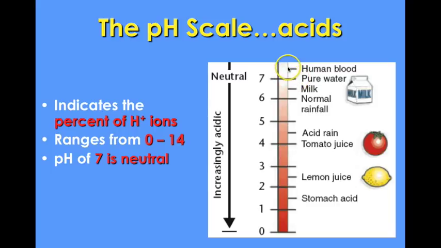Human blood is just above 7. Milk is about a 6.5. Normal rainfall has a pH of 6. If it's acid rain, it has a pH of about 4.5. Tomato juice, pH of 4. Lemon juice, pH of 2.5. And the stomach acid, hydrochloric acid, has a pH of 1.5. So that's very acidic.